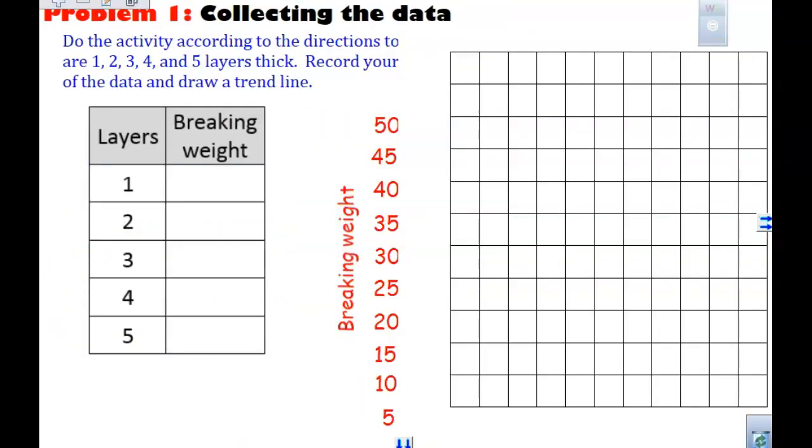What I want you to take a look at is on the top now of page 17. And on the top of page 17, it looks like this. Those of you that didn't have yours, please write down layers, breaking weight. With layers, you're going to put X, so you're going to write this on your paper. X, Y, you're going to make layers, put 1, 2, 3, 4, 5, those of you that aren't having your notes, and the breaking weight.